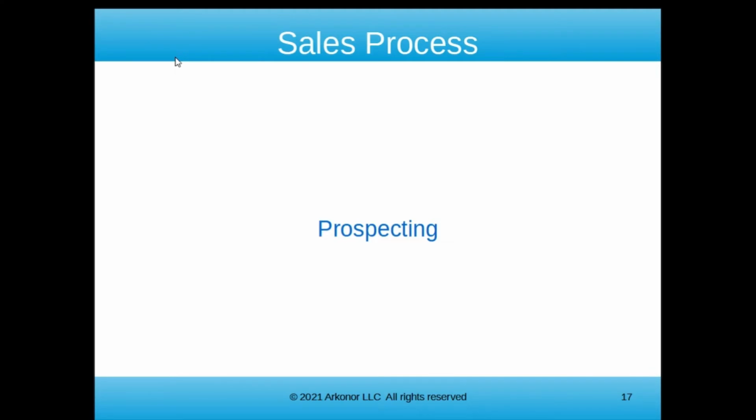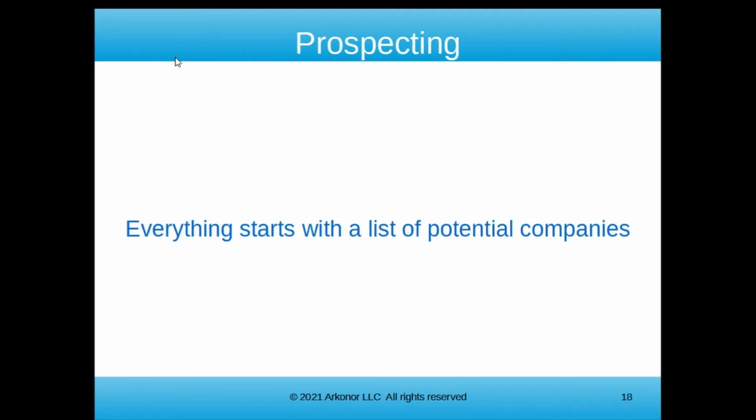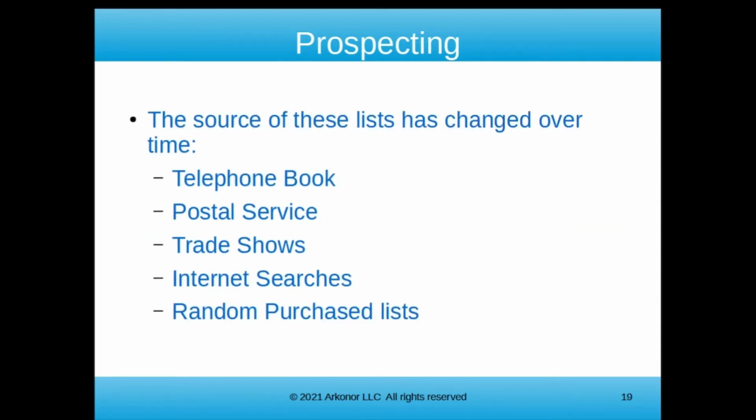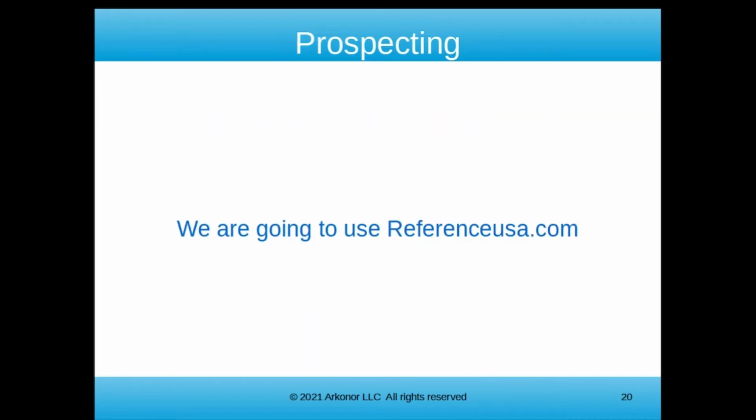Prospecting. Finding potential companies and identifying their key personnel. Everything starts with a list of potential companies. The source of these lists has changed over time, from telephone books, postal service, trade shows, internet searches, and random purchase lists. Most lists are bigger than my specific target market, and in some cases they only have basic information and a random name. We're going to use Reference USA.